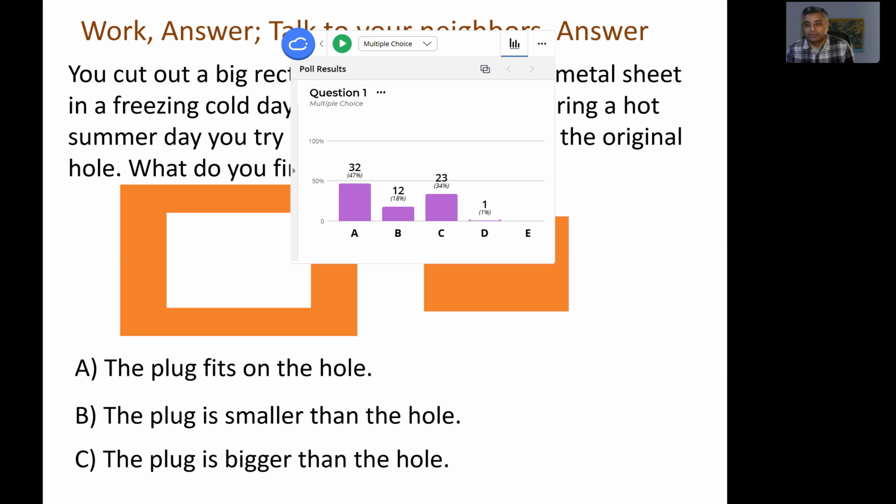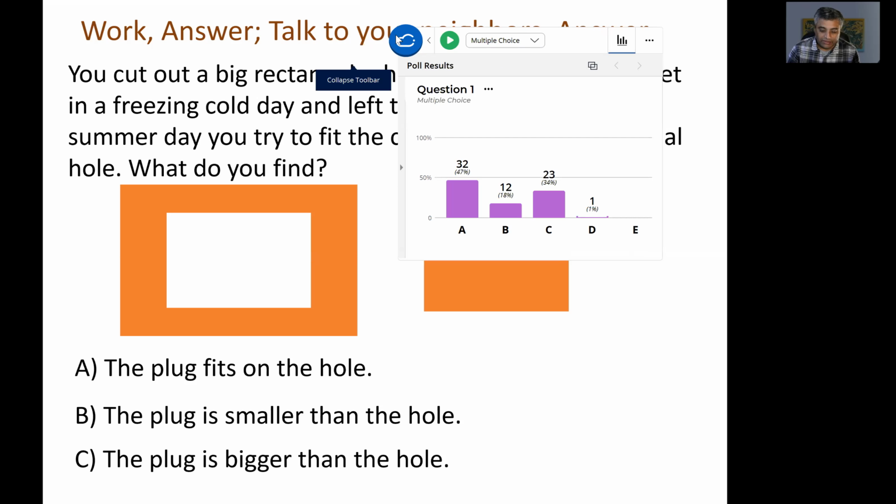Now we have a problem. So that would mean the plug would be smaller. No, the plug is bigger than the hole.